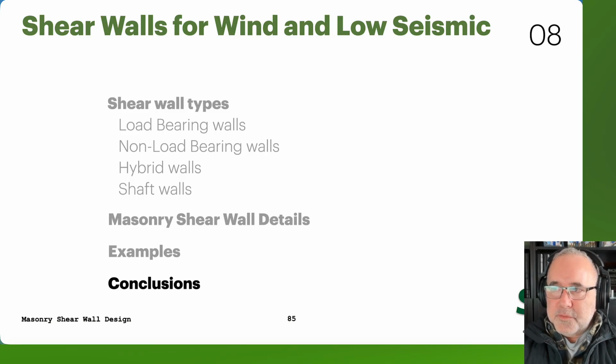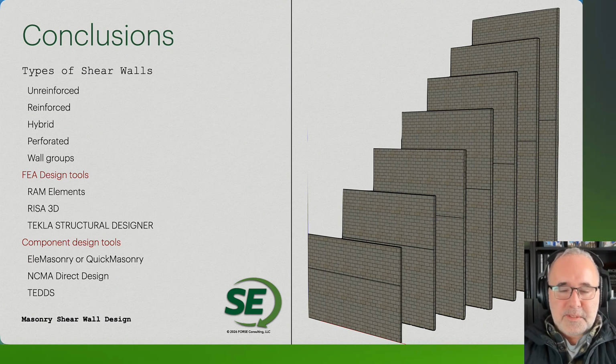So, really quick conclusions on the types of shear walls that we have. Again, we can look at the different walls: we have unreinforced and reinforced masonry shear walls. Obviously, reinforced is going to be better. Load-bearing walls may make unreinforced possible, but again, a little bit of reinforcement goes a long way.